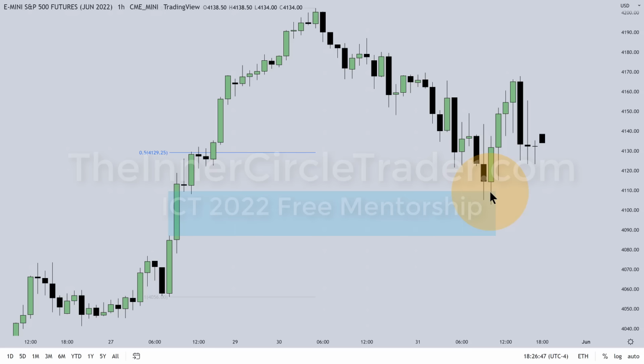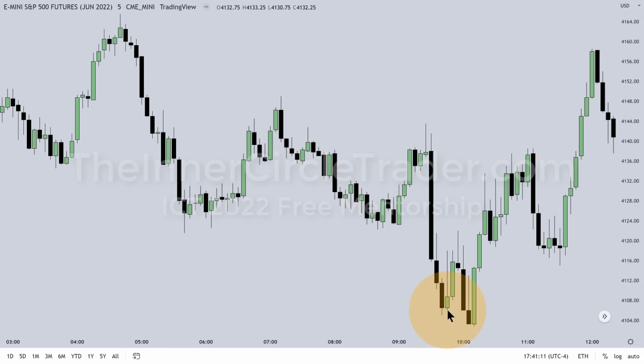Nope, absolutely not. The rectangle is there just to draw special attention for you, the viewer. The fib is just to highlight exactly where equilibrium is. Anything above that level would be considered premium. Anything below it, discount. So we've moved from this high down into a fair value gap and below equilibrium, so we're in a discount. All right, here's the 5-minute chart.